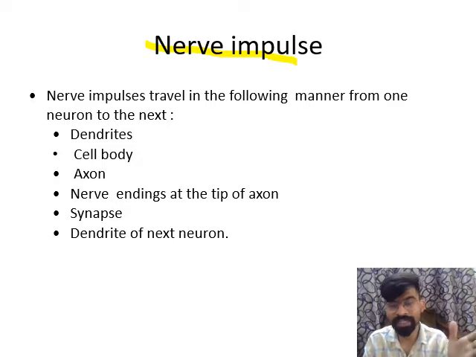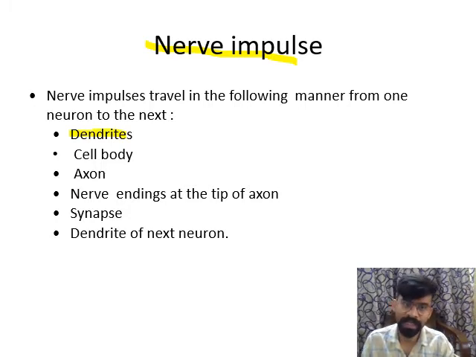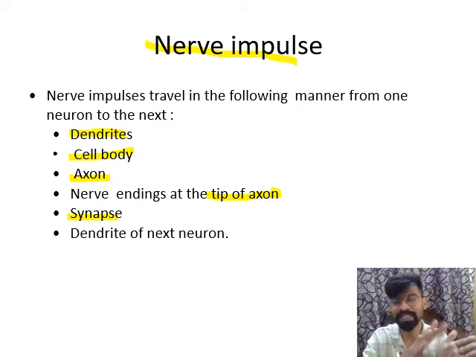So how does the nerve impulse travel, or what is the pathway of a nerve impulse in a neuron? In the starting, the message is received by the dendrite part. Then this nerve impulse will travel towards the cell body. Then a road-like structure known as the axon. Then this message will reach the axon ending, and there is a gap between one neuron and the next neuron, and the gap between two neurons is known as the synapse. Then the message will reach the synapse.